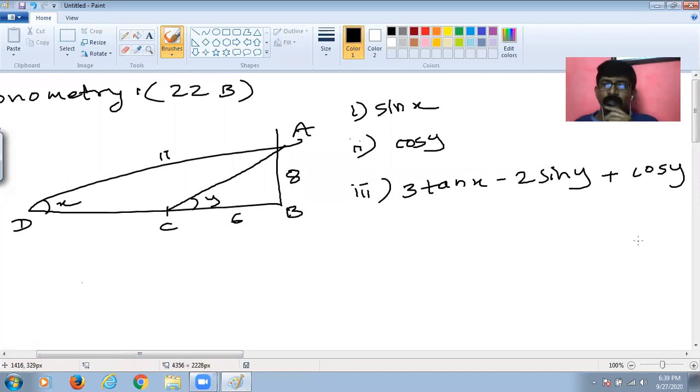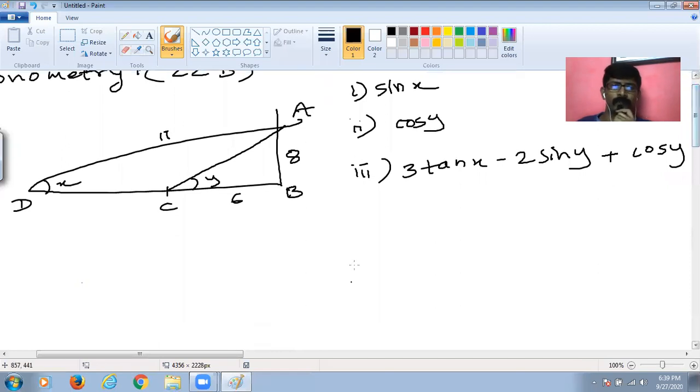So stay tuned till the end. I'll try and cover almost all the important types of sums of this exercise 22B, and all would be of different types. So don't worry. Keep watching how exactly things get worked out.